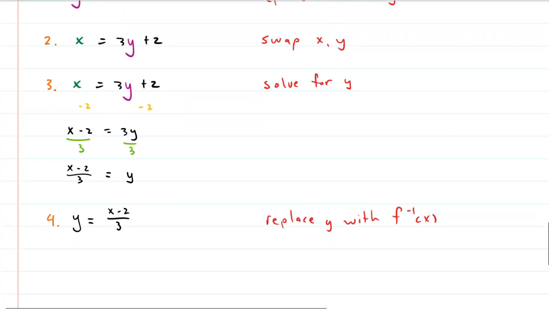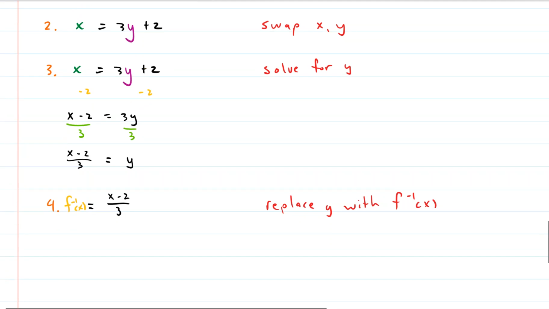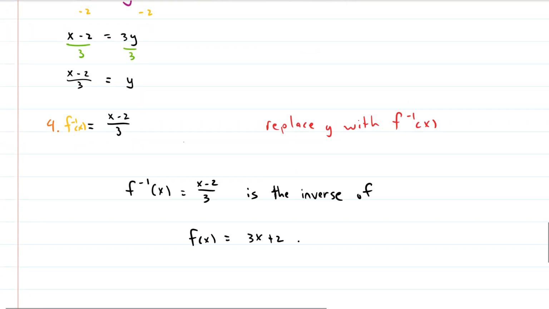So step 4 says replace y with f inverse of x. So instead of having a y here, we're going to have f inverse of x. And there we go. We're done. We can see that f inverse of x is x minus 2 over 3, and that's the inverse of the original function f, which was 3x plus 2. That's it.